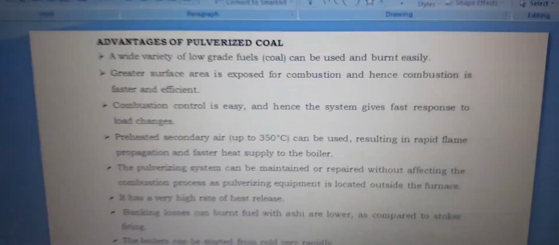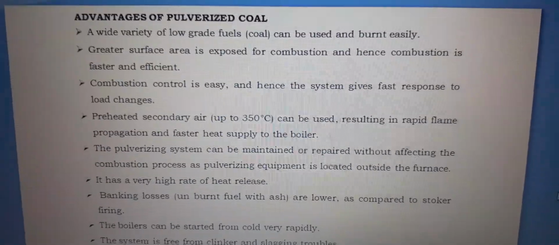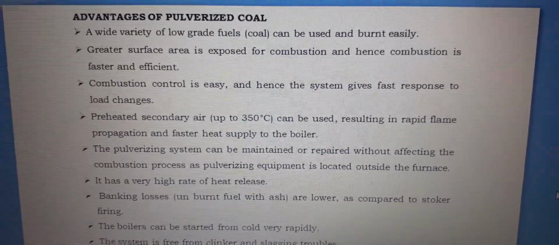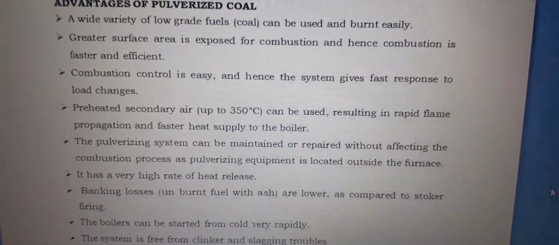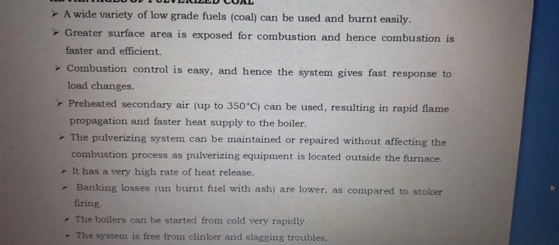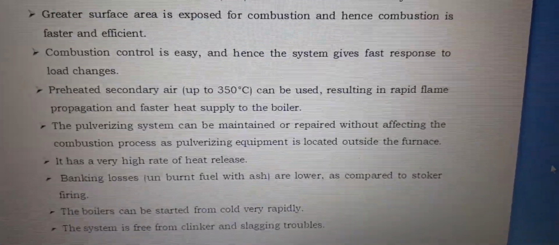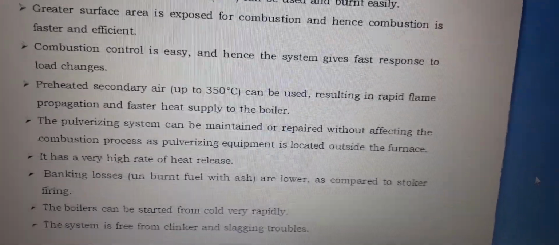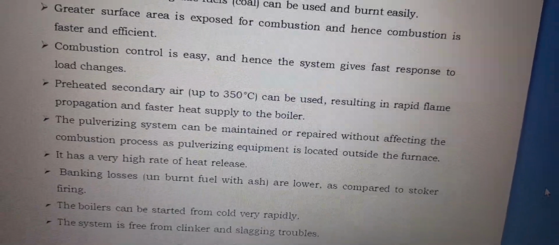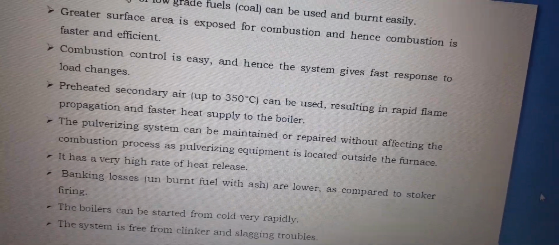Advantages of pulverized coal. A wide variety of low-grade fuels can be used and burnt easily. Greater surface area is exposed for combustion, and hence combustion is faster and efficient. Combustion control is easy, and hence the system gives fast response to the load changes.